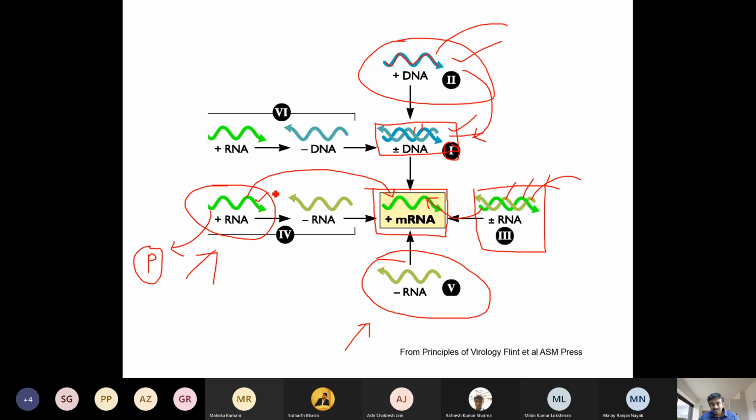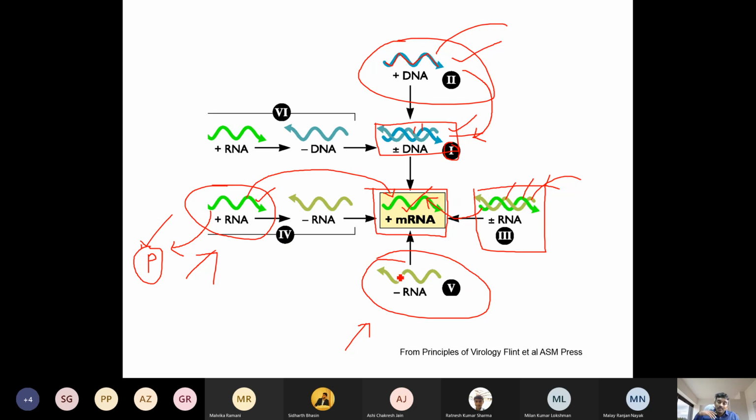Like you can see, this color and this color are same here. So when the genome itself is equivalent of mRNA, or it can directly translate into proteins, you call those positive sense RNA. Okay. Now, what is negative sense RNA?